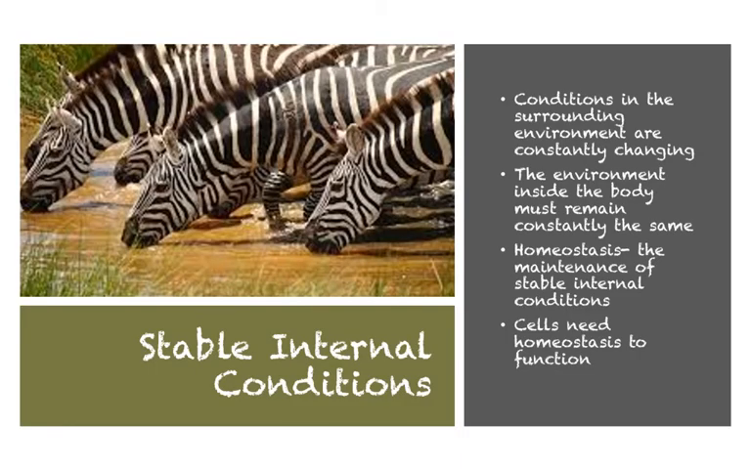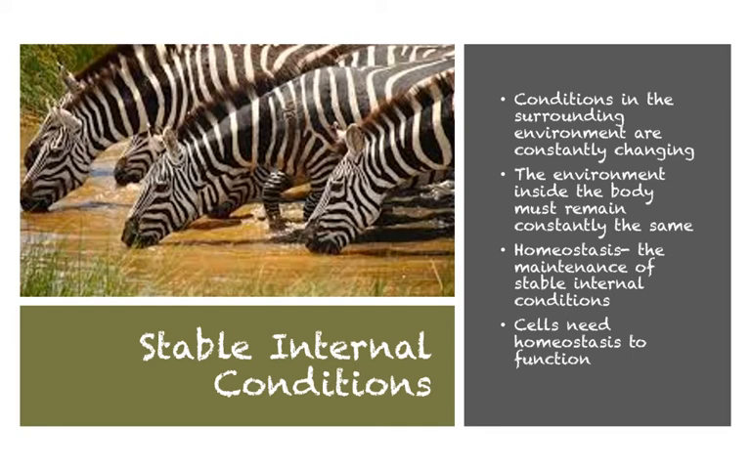The final thing that is absolutely necessary for survival of all organisms on Earth is stable internal conditions. So, as you know, the conditions in the surrounding environment are constantly changing. For example, you can walk outside and the temperature is much colder outside, and so your body has to maintain that constant temperature even if you walk out into a colder environment. So the environment inside the body must constantly remain the same, even though the external environment is constantly changing.